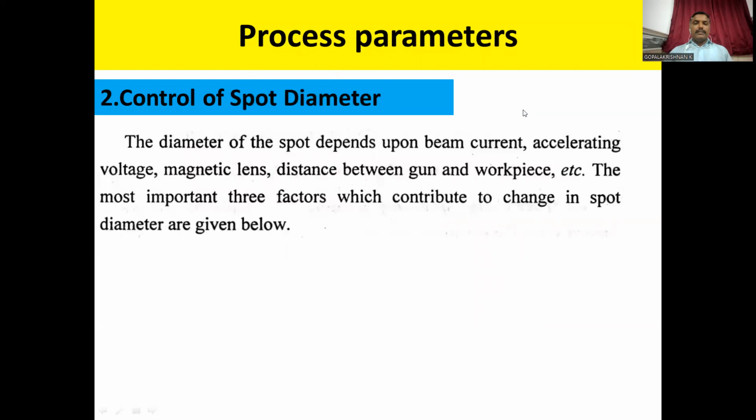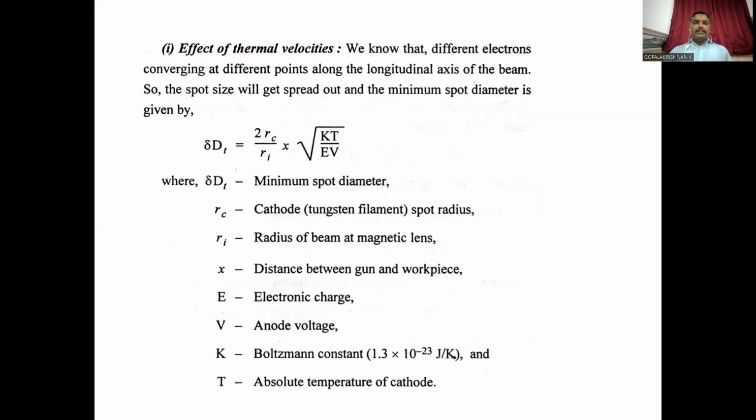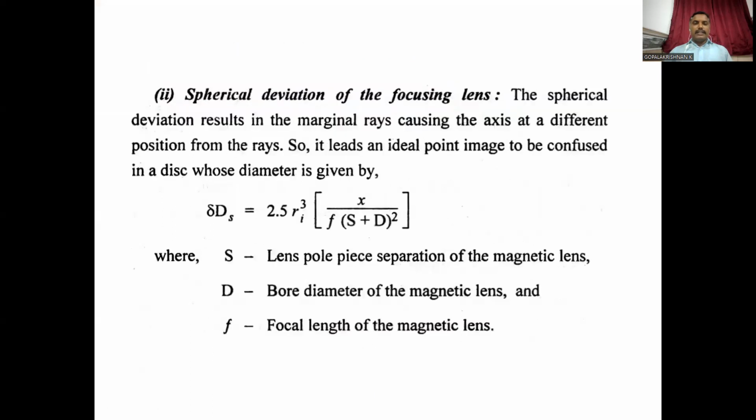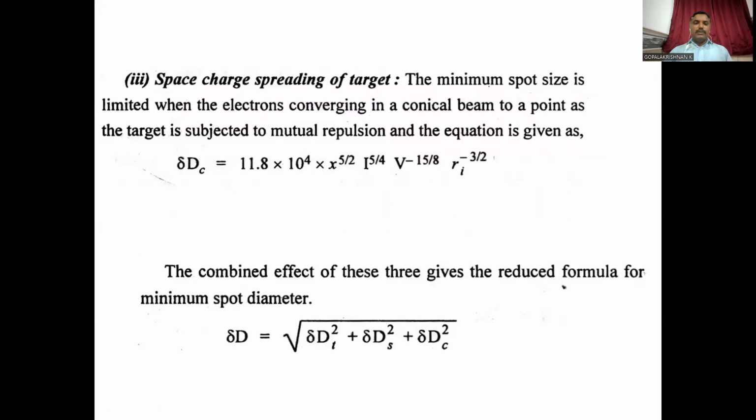Here, J equals A T squared e power minus W divided by k T, where W is the work function. Then the second process parameter, control of spot diameter. Here, the diameter of the spot depends upon beam current, accelerating voltage, magnetic lens, distance between gun and workpiece, etc. The three most important factors which contribute to change in spot diameter are: first, the effect of thermal velocities; second, spherical aberrations of the focusing lens; and third, space charge spreading of the target.